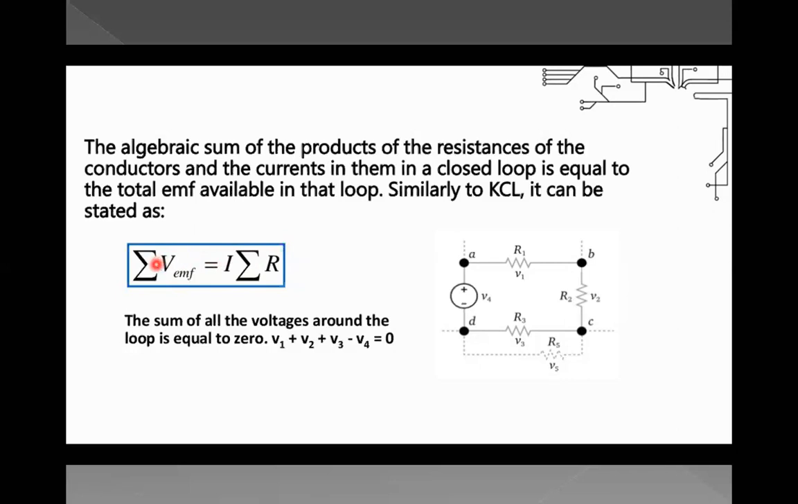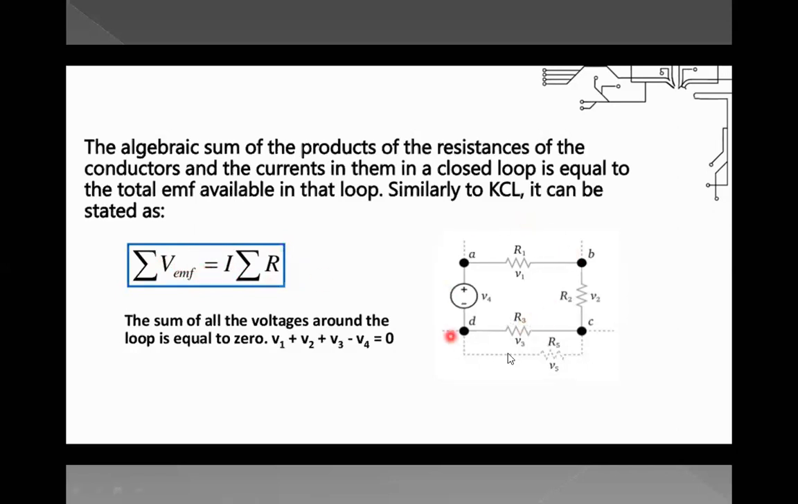Got it? So we can say that the summation of potential difference, the total difference in that particular mesh or loop, should be equal to the summation of the product of resistance as well as the current in them in a closed loop. So summation of V can be written as summation of I into R.